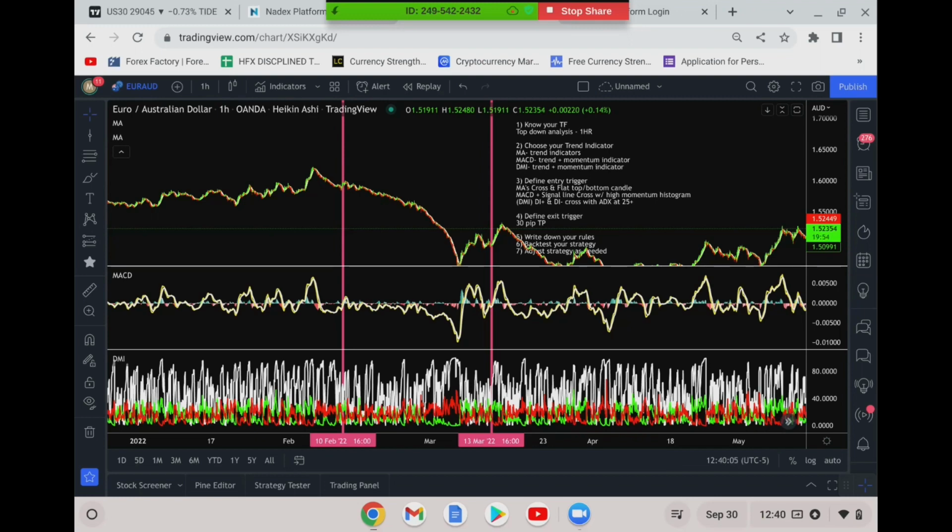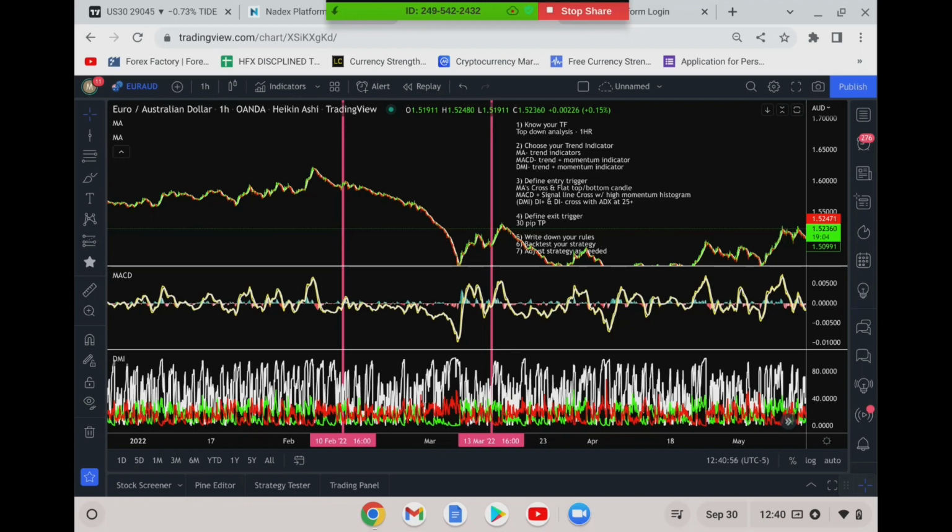First, we have our moving averages as our regular trend indicators. Then we have our MACD as our trend and momentum indicator. And then we have a DMI, which also acts as a trend and momentum indicator. When it comes to our entry triggers, we are looking for our yellow moving average to either cross above or below our white moving average to signal a buy or a sell. We are then looking for a flat top or flat bottom candle as confirmation. For the MACD, we are also looking for the yellow line to cross below or above the white line to signal a buy or a sell for us.